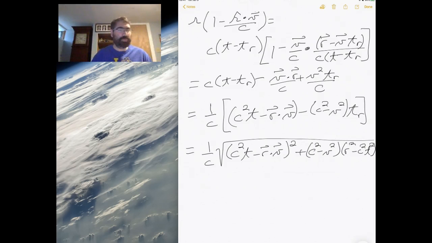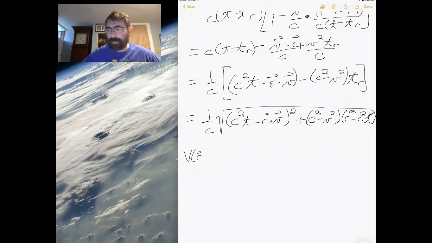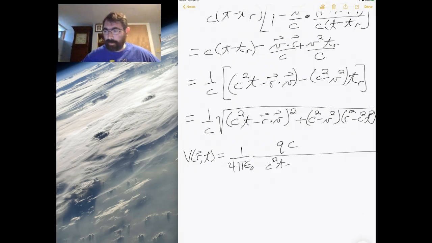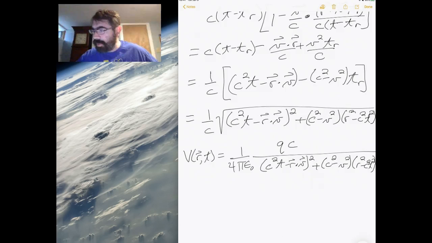So now if we plug that into the Liénard-Wiechert potentials from the previous lecture, what you get is something that looks like V is 1 over 4 pi epsilon naught, q c over c squared t minus R dot v quantity squared plus c squared minus v squared times R squared minus c squared t squared, and close the parentheses, and then the denominator is a square root.